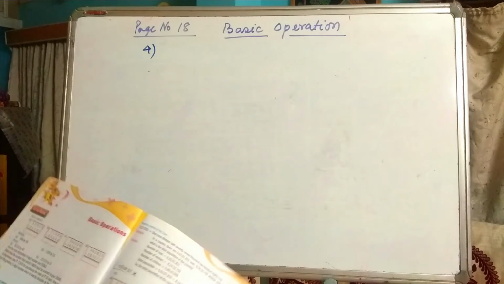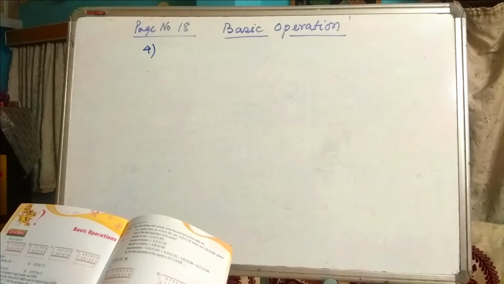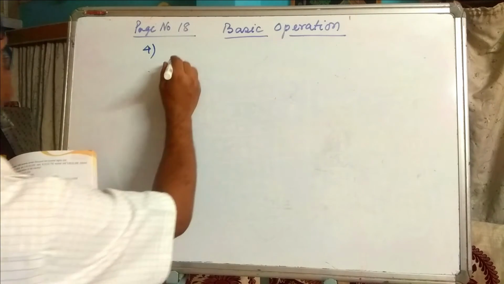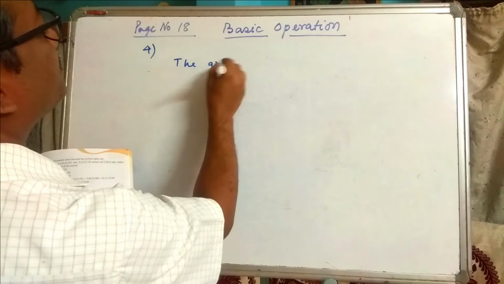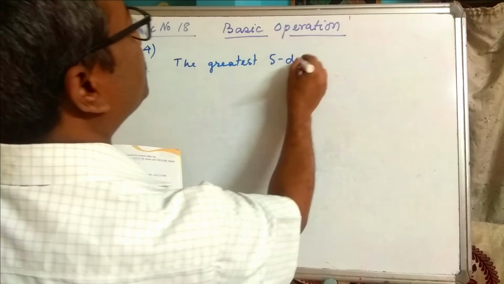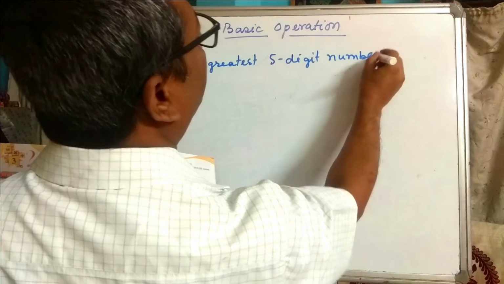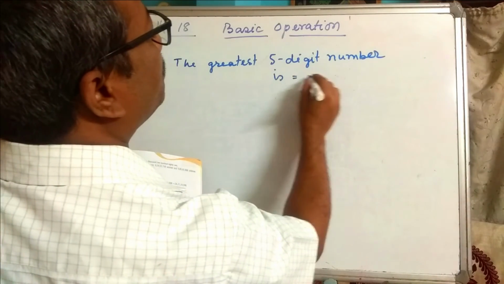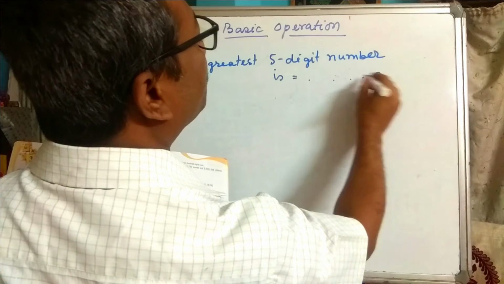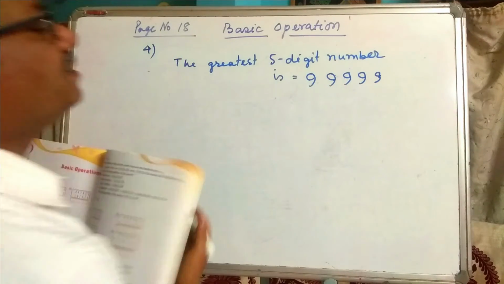Question number 4. What is in the question? Find the sum of the greatest 5-digit number and 92843. The greatest 5-digit number is, 1, 2, 3, 4, 5, so 9, 9, 9, 9, 9. This is the greatest 5-digit number.